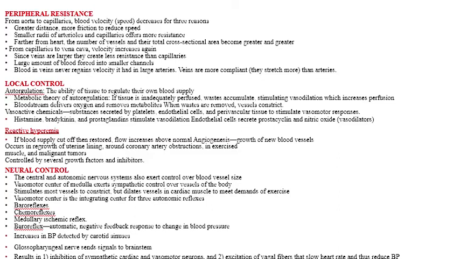This is controlled by several growth factors and inhibitors. So after local control, we are talking about neural control. When I talk about neural control, usually I talk about the sympathetic and parasympathetic. So there will be a vasomotor center at the medulla oblongata, which controls the sympathetic over the vessels and stimulates the vessels to contract and relax.